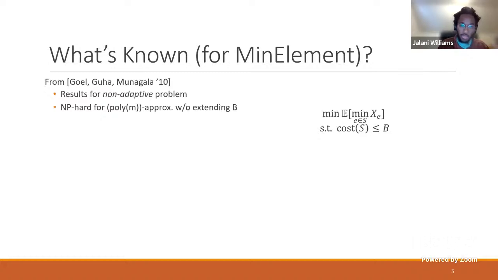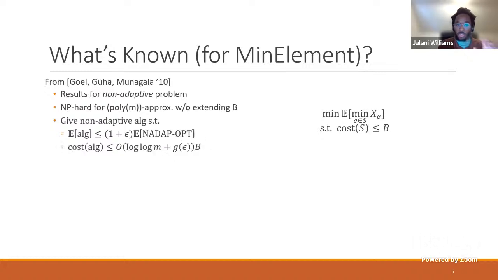Okay, and so along with that hardness result, they give an algorithmic result. They give a non-adaptive algorithm, which is epsilon close to the non-adaptive optimum, and which uses like log m times the budget. Okay.